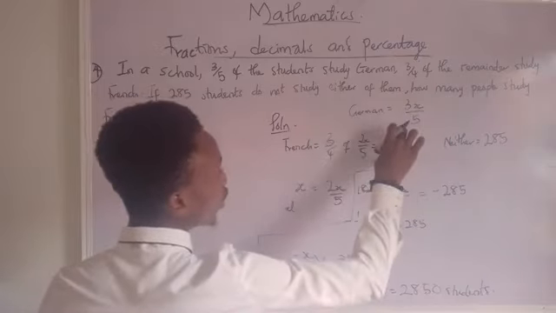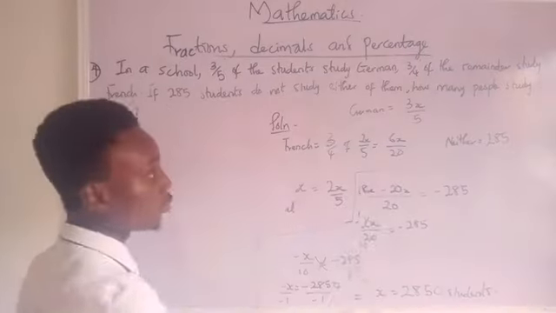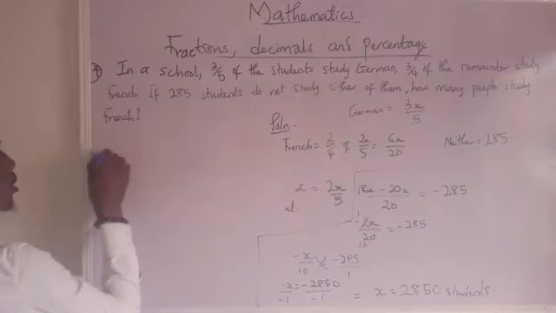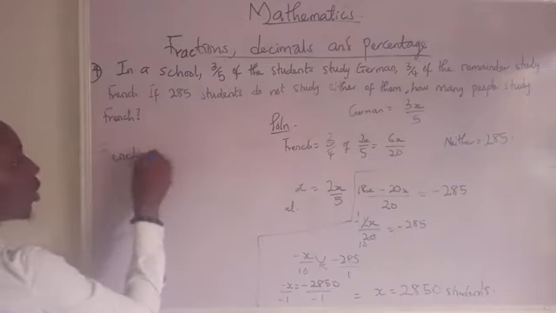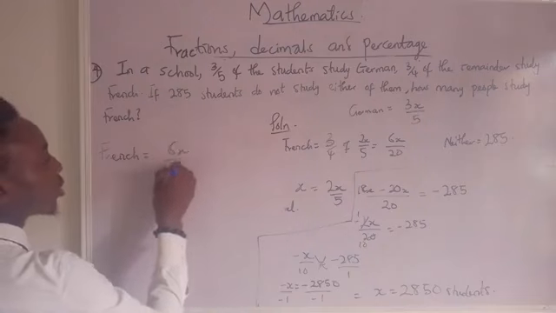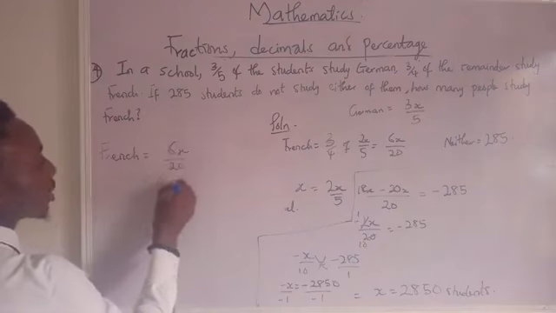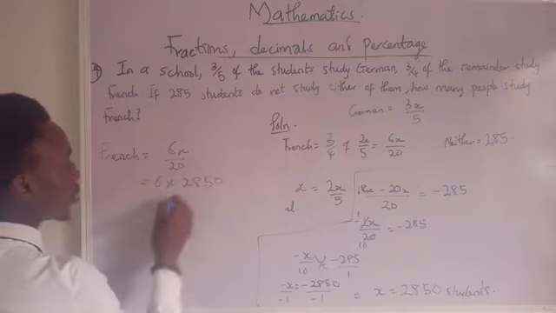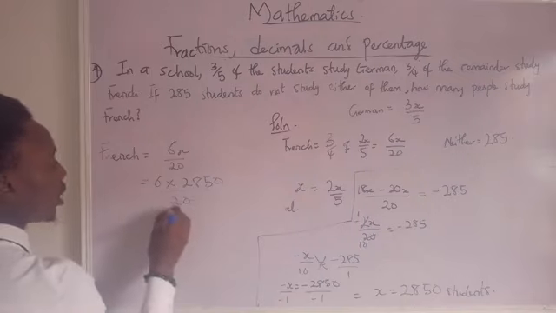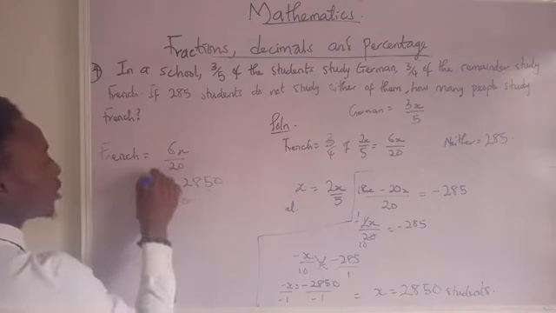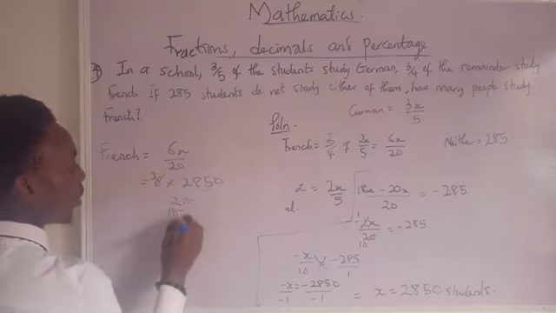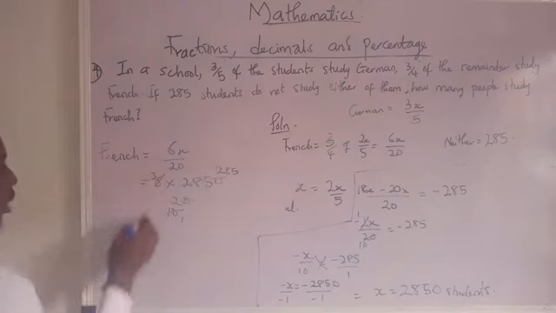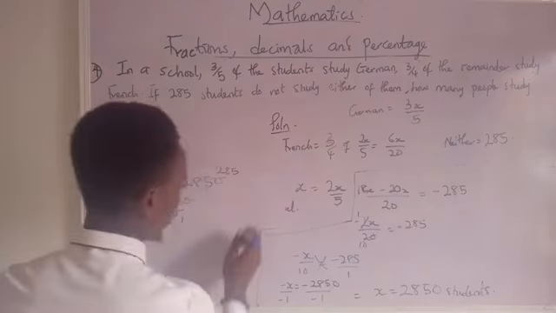We can always use this formula, which we have drafted ourselves, to easily find the number of students studying French. For French, the number of students studying French, we have 6x over 20. 6 times 2,850 over 20. Dividing through, we get 285. So you have 3 times 285.